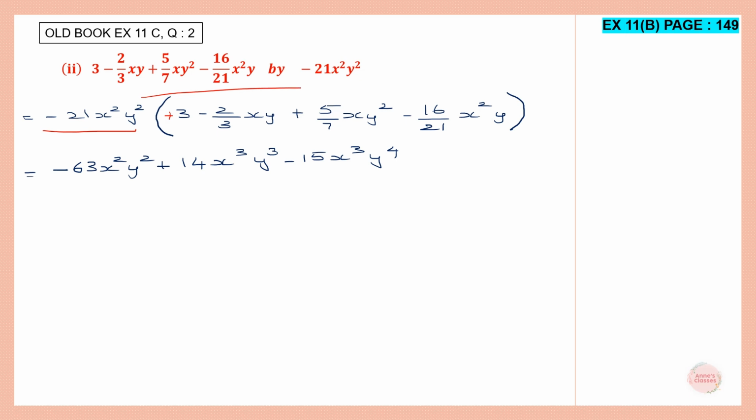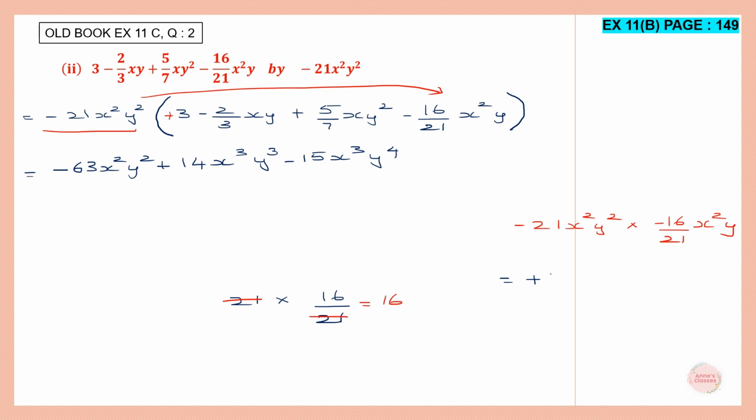Now we are going to multiply with the last term. So that is minus 21 x square y square into minus 16 by 21 x square y. Let's take only the numbers, minus 21 into minus 16 by 21. The signs, minus into minus is plus. So let's write plus here. So the sign is plus. So now we're going to multiply only the numbers. So here you can cancel 21 and 21. So what is remaining is 16. So let's write that plus 16.